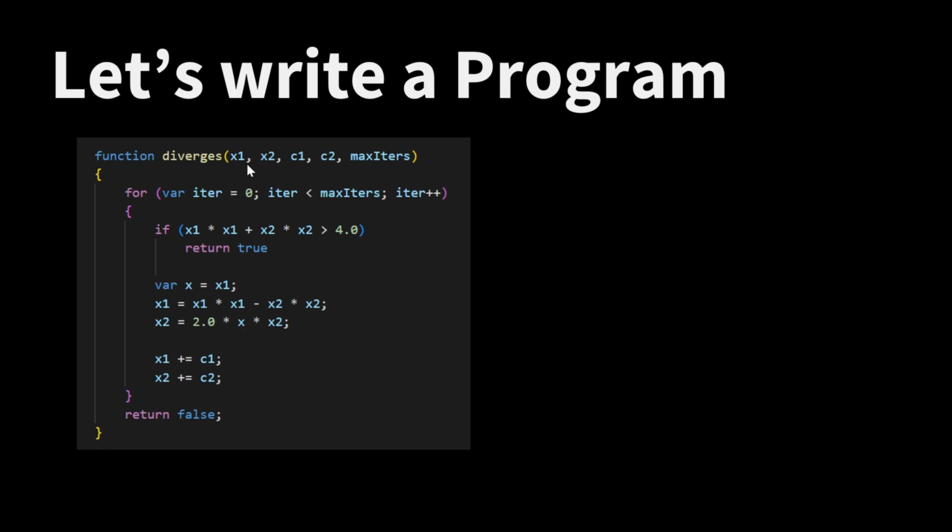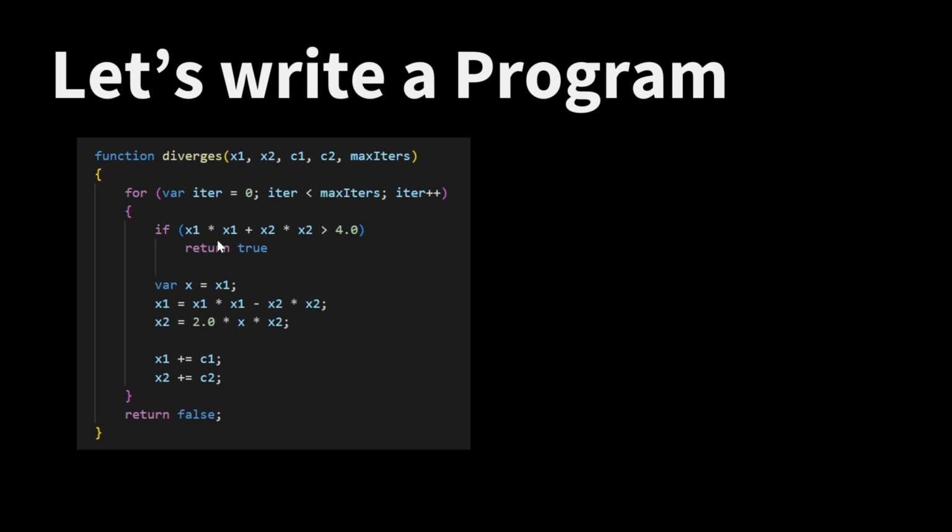So here I define a function. It returns whether our game diverges. x1 and x2 define the starting number. x1 is the real part and x2 is the imaginary part. c1 and c2 define our constant. Again, c1 is the real part and c2 is the imaginary part. Max iters define how many steps we perform in our game. Here we have the loop performing max iter steps.